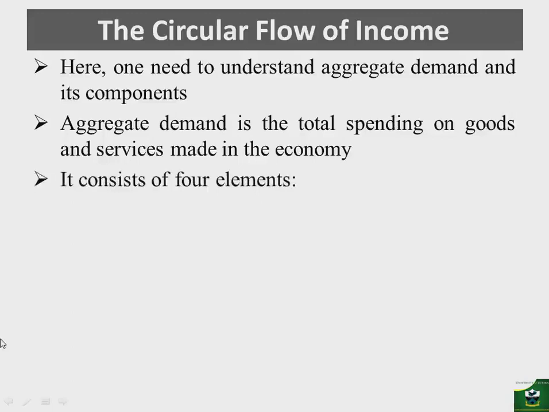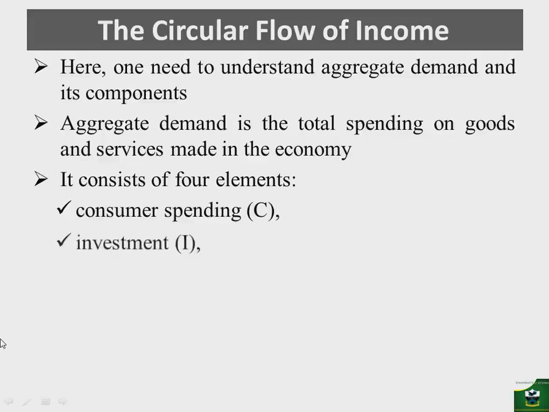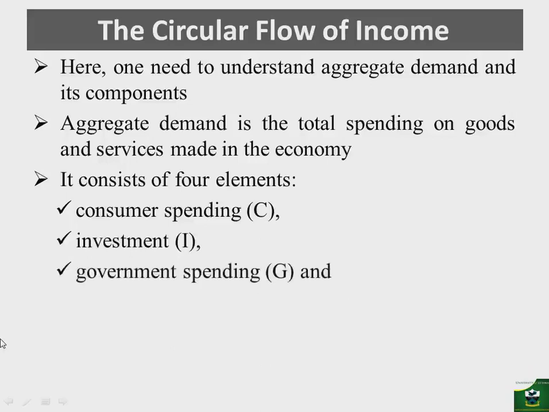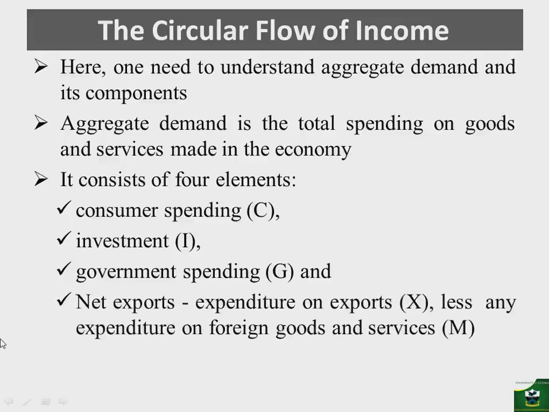Aggregate demand constitutes four elements, the first one being consumer spending, which we sometimes call consumption, and it enters as C in the aggregate demand equation. Then we also have private investment, as well as government spending, which enters as G in the equation. And finally, we have net exports, which is simply the exports minus the imports.